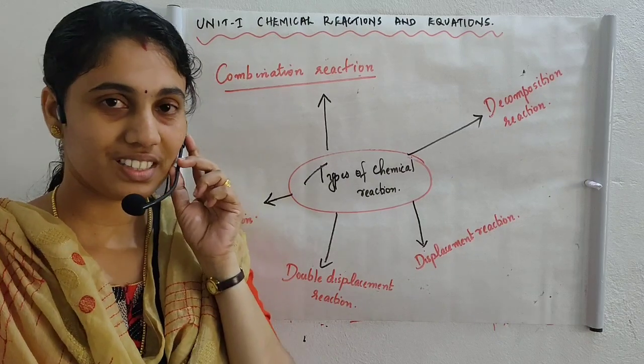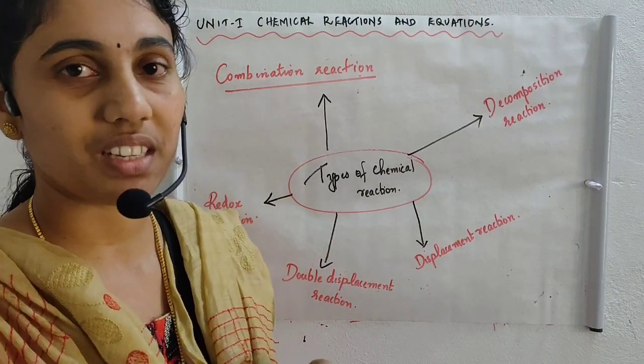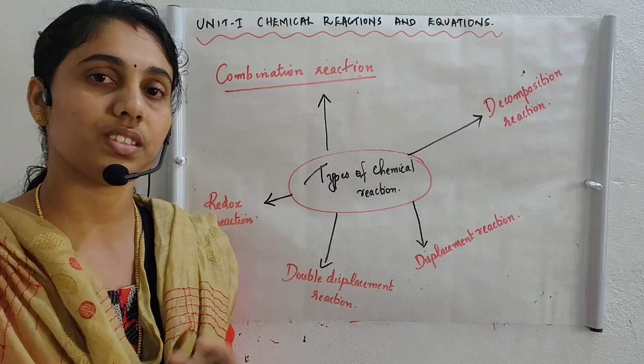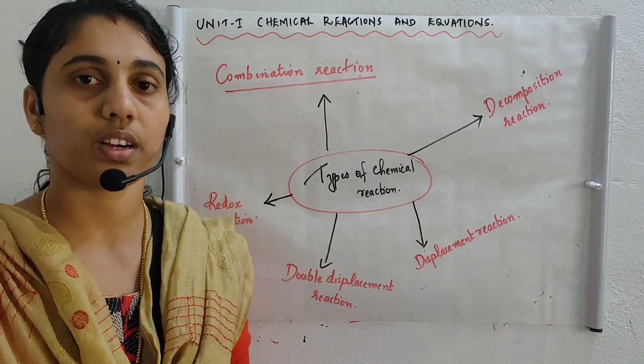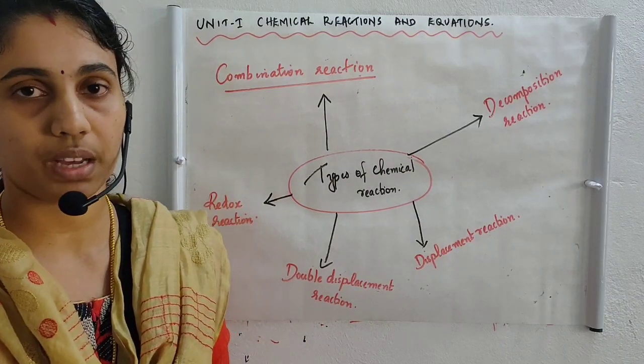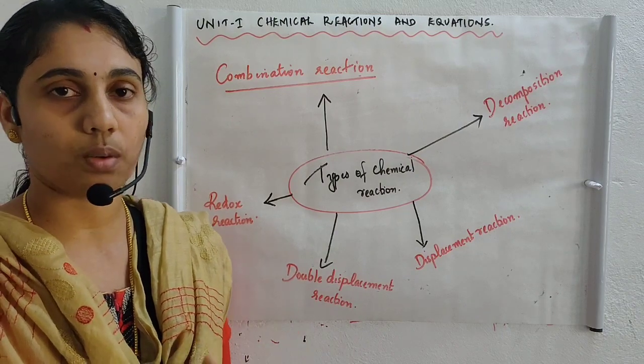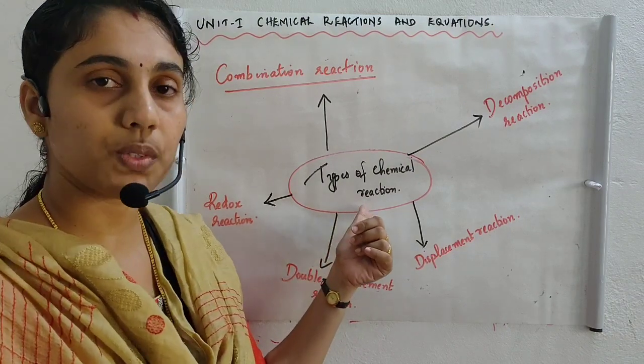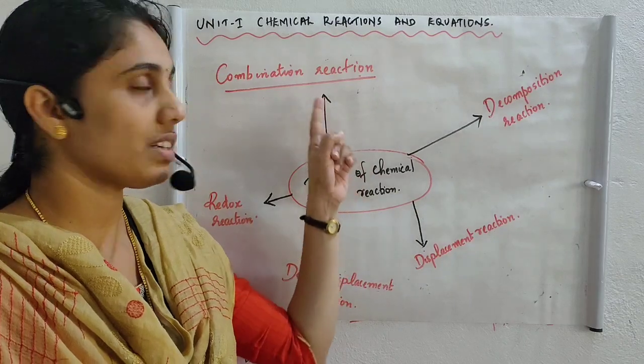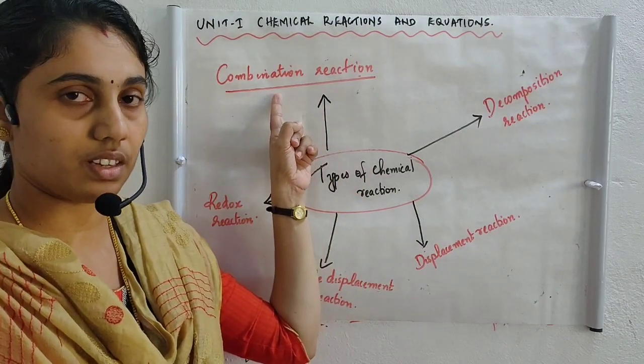Welcome back, dear friends. We are continuing our discussion of Chapter 1, Chemical Reactions and Equations. In the first session of the chapter, we discussed what a chemical equation is and how to balance it. The next objective of the chapter is types of chemical reactions. Different types of reactions are there.